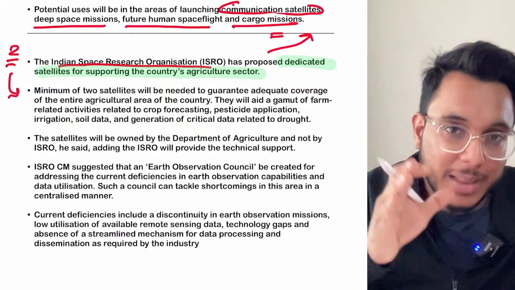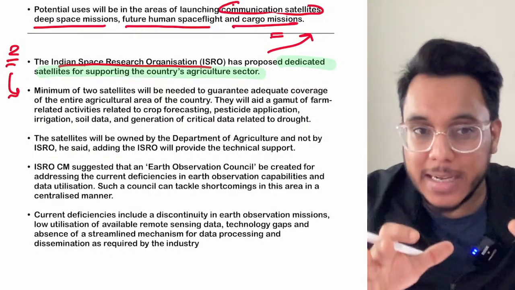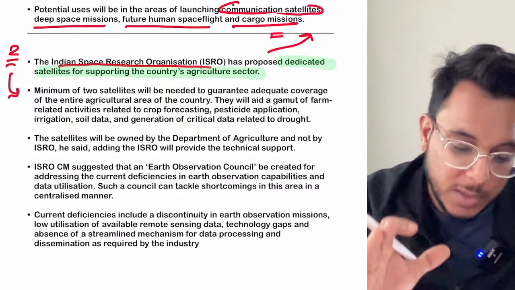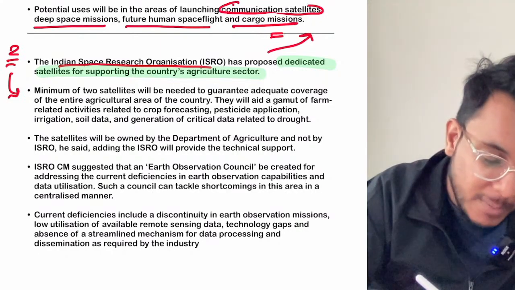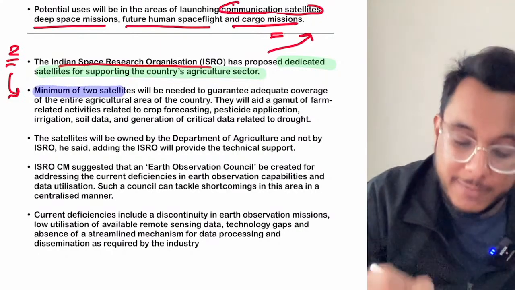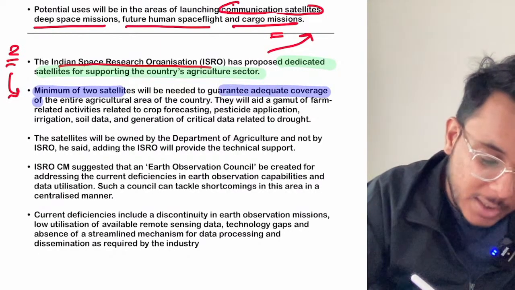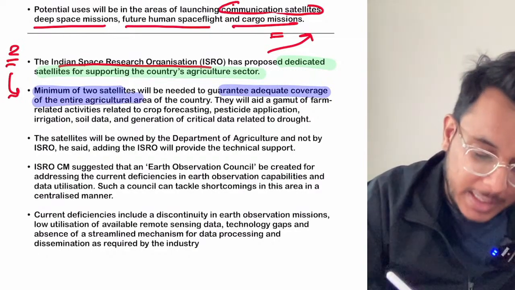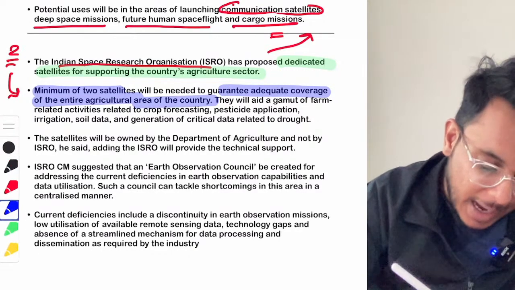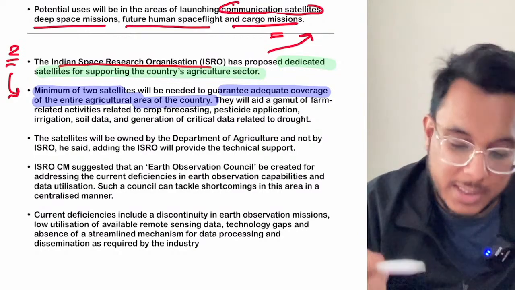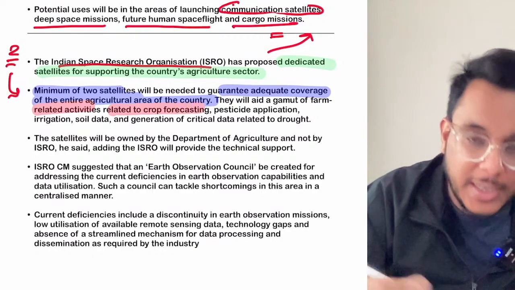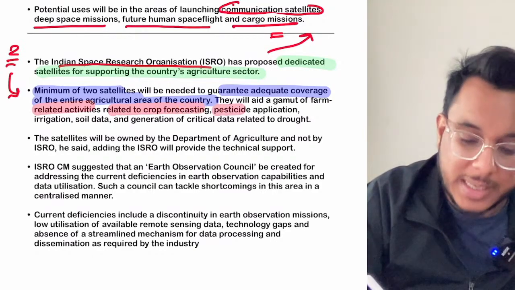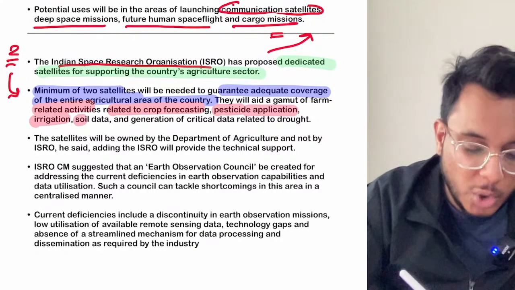So therefore to monitor the agriculture sector, we need dedicated satellites, and according to ISRO, a minimum of 2 satellites will be needed, which can guarantee adequate coverage of the entire agriculture sector in the country. It will assist in many things. For example, farm related activities related to crop forecasting, pesticide application, irrigation, soil data.